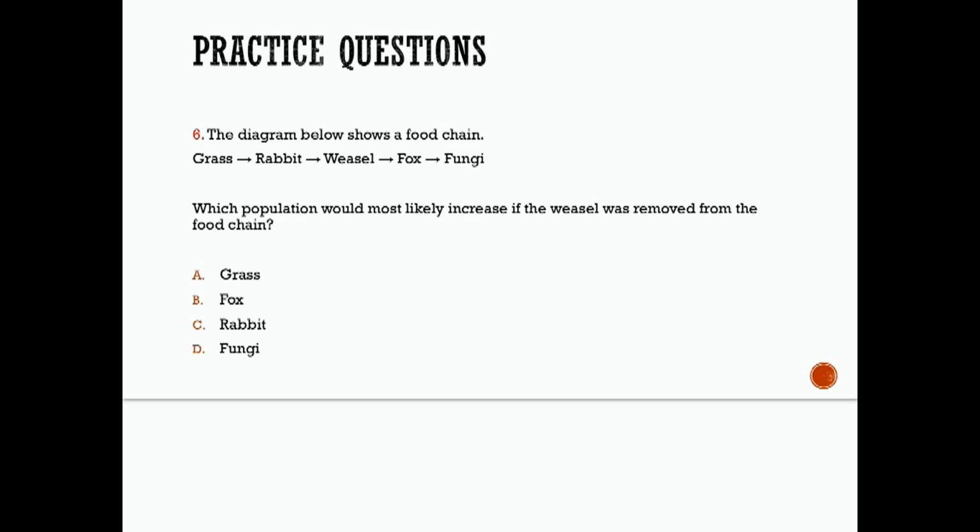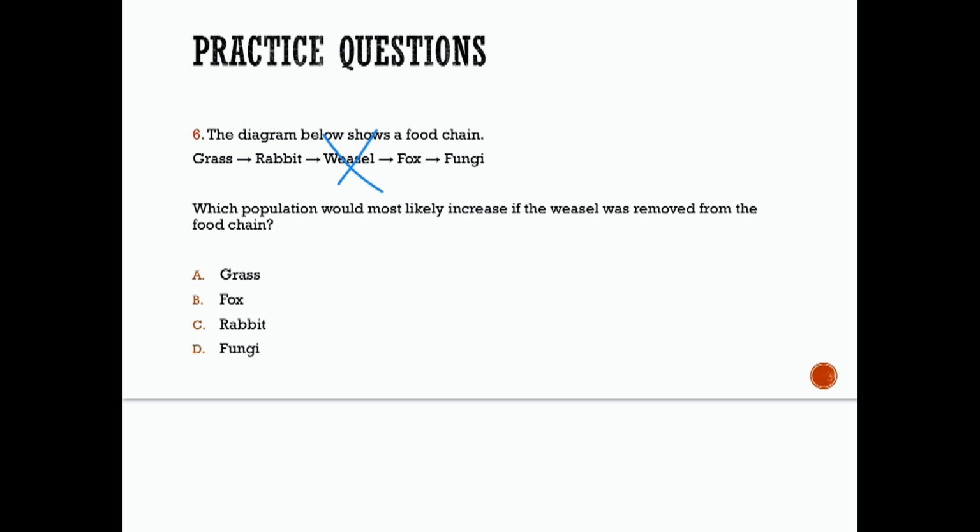Number 6, the diagram below shows a food chain. All right, the energy from the grass is transferred to the rabbit. The energy from the rabbit is transferred to the weasel. The energy from the weasel is transferred to the fox, and then you've got it decomposed with the fungi level. So, which population would most likely increase? Which population would increase if the weasel population was removed from the food chain? All right, so pause this and look it over.